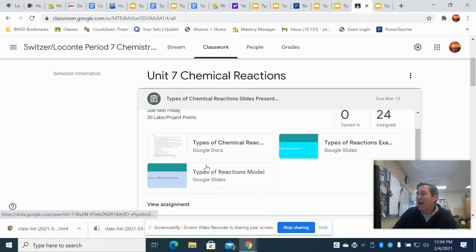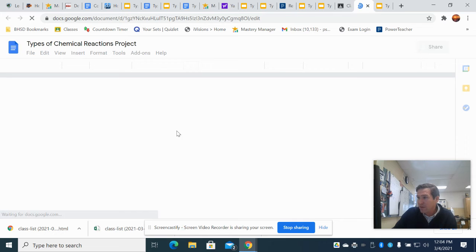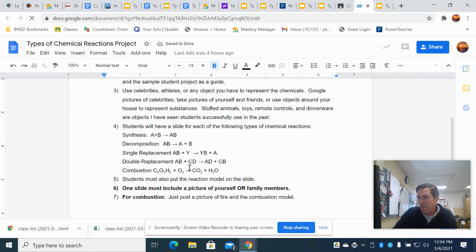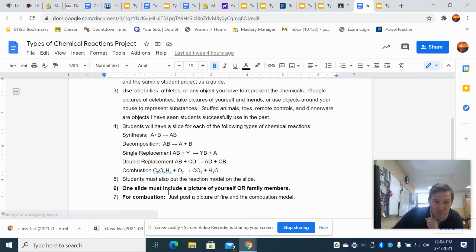Now, on the assignment here, I also have the written instructions, which I'm not going to read through. You can look at that if you want to. Now, one thing I want to point out, this is important, is that one of the slides must have either you or family members or both. Okay, so either you are in one of the pictures and you can be in there with your friends, boyfriend, girlfriends, if that's what you want to do.